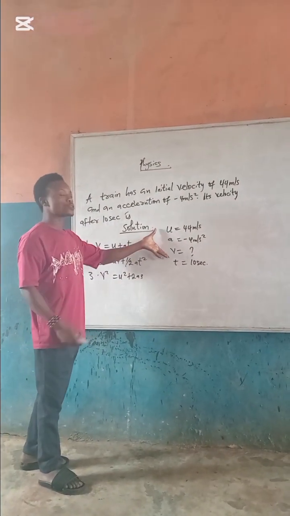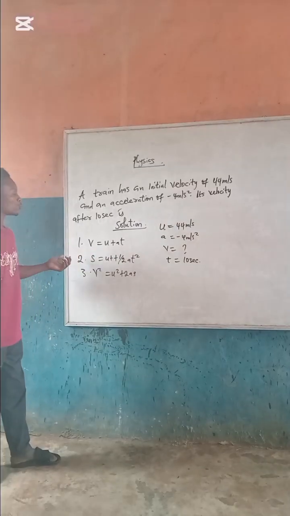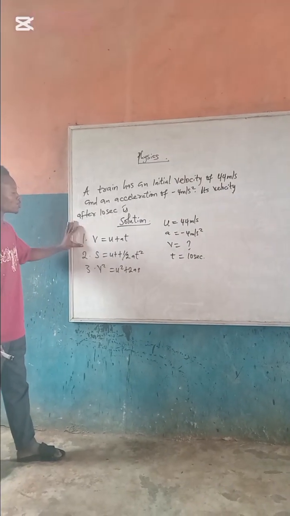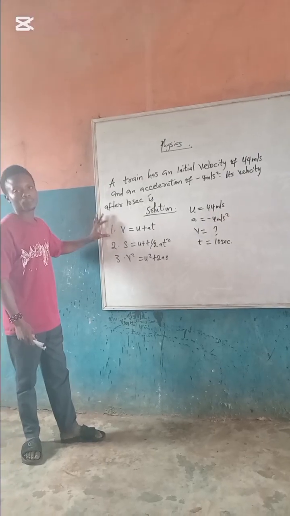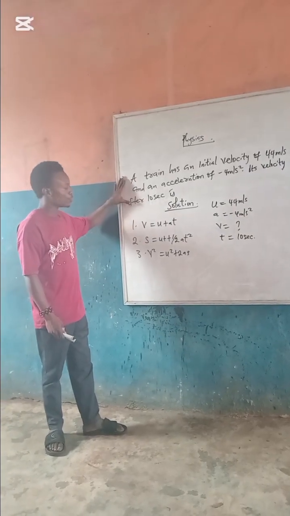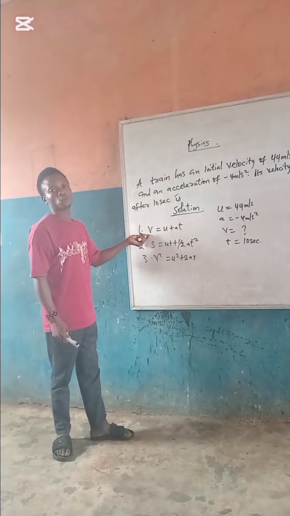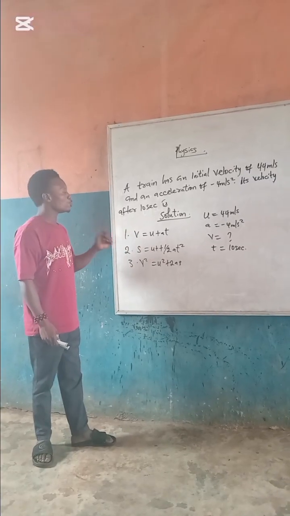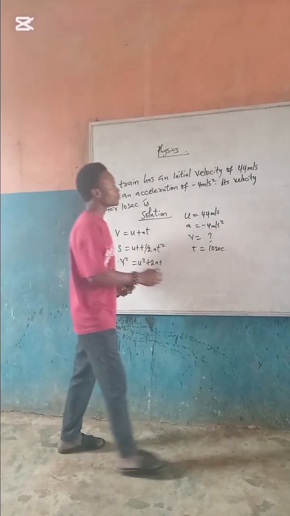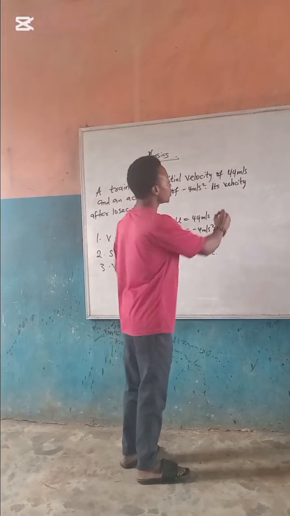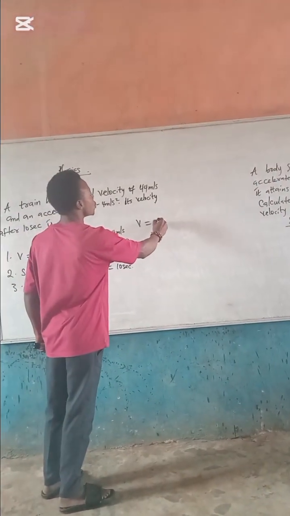We are going to use them to cross-check. So if you look at it carefully, you will see that the equation of motion that matches this question is equation 1. So you're going to use that to solve it. You bring in equation 1. Equation 1 is V is equal to U plus AT.